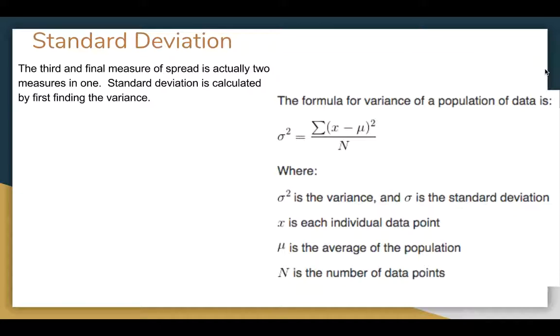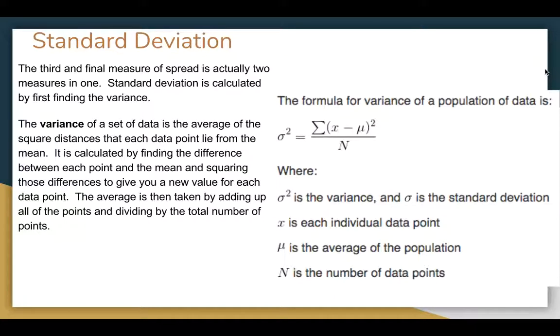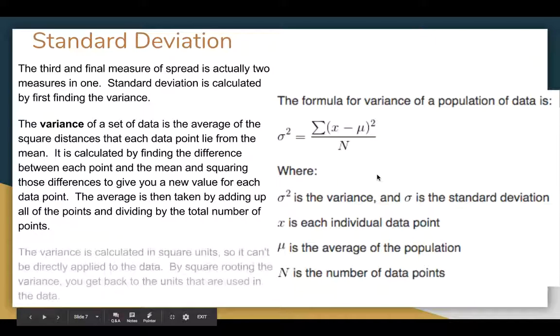I'll talk you through it. Variance and standard deviation go together. The variance is the average of the squared distances. You take the distance every point is from the average. This mu is the average. We use mu for the population, x bar for the sample. For every value, you square the difference, add up all those squares, and divide by the total number of data points. So it's basically the average of the squared distances.